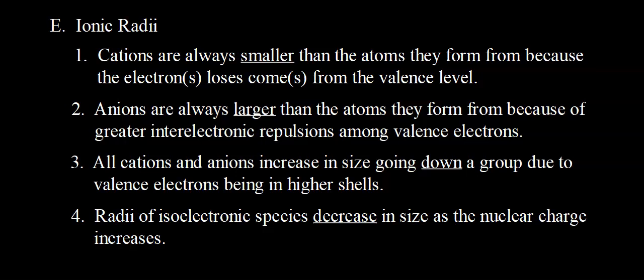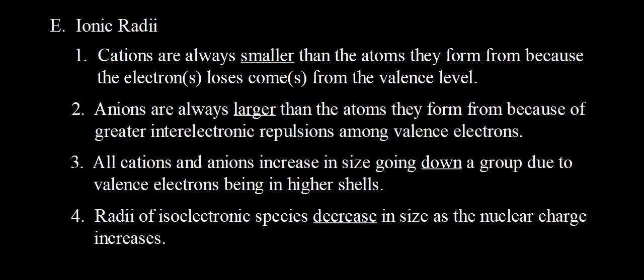All right, continuing on with the periodic trends, we have ionic radius. First of all, cations are always smaller than the atoms they form from. This isn't always true, but it says because the electrons that are lost come from the valence level. So when you remove an electron from something, the remaining electrons experience a greater attraction to the nucleus because there's less of them to be pulled on by the nucleus, and therefore are brought in closer to the center of the atom, or in this case, the ion. So every electron you remove causes the ion to become smaller and smaller.